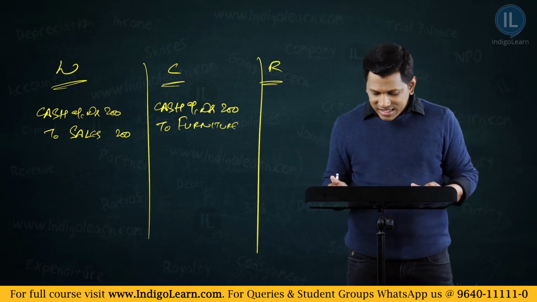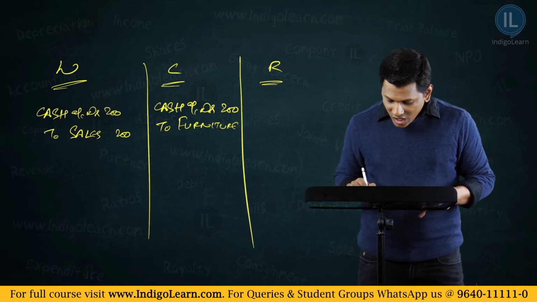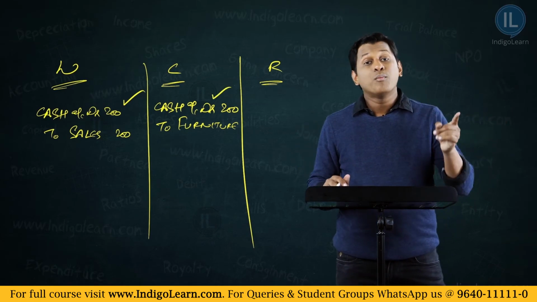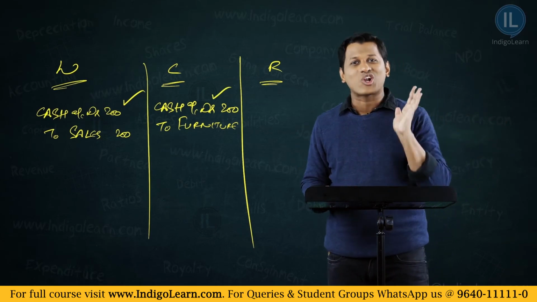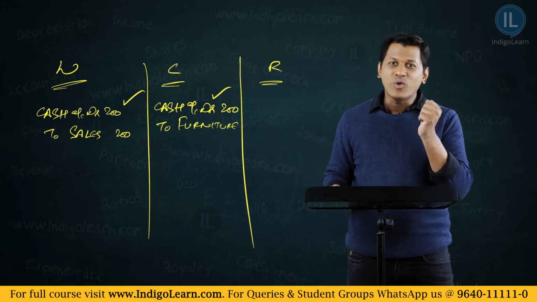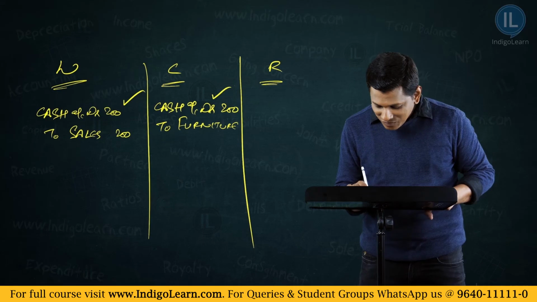So now when you are analyzing, you feel that hey, whatever should be debited is debited, no problem, but whatever is credited is wrongly credited. Sales shouldn't have been credited, furniture should have been credited. How do you rectify that? Here you have to rectify that, so you have to credit furniture.